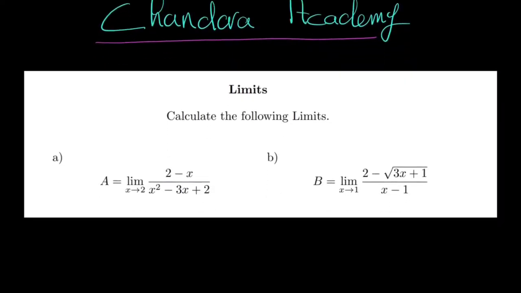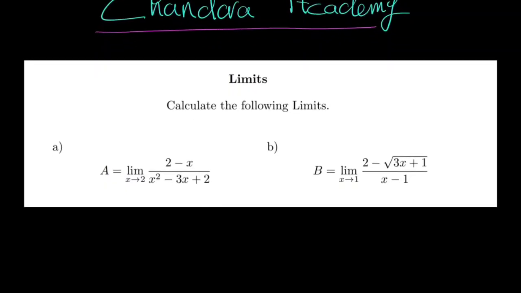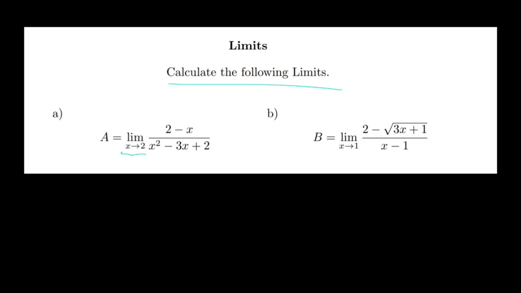In today's video, we are going to calculate the following limits. The first limit, A, would be the limit when x tends to 2 of this whole thing. If you do the calculation when x tends to 2, 2 minus x will tend to 0, and x squared minus 3x plus 2 will tend to 0 as well. And so we will have an undefined form 0 over 0. We call them undefined forms.